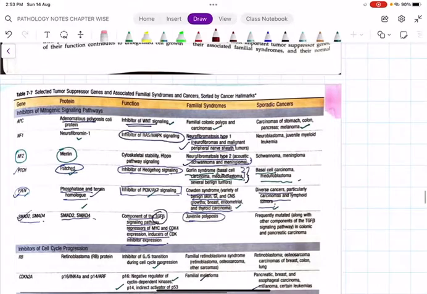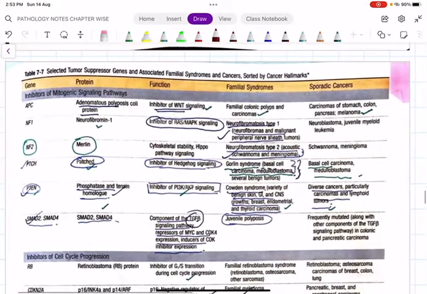Now let us see a very, very important table, from which every year one question is definite in the PG entrance exam. What are the tumor suppressor genes and associated cancers? APC, adenomatous polyposis coli protein, is an inhibitor. Tumor suppressor means it should suppress something. So APC is suppressing WNT signaling, and this is most commonly seen in colonic cancer.